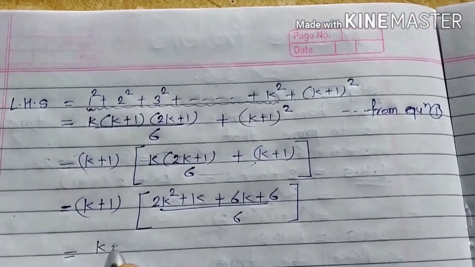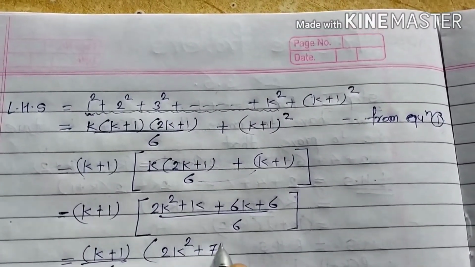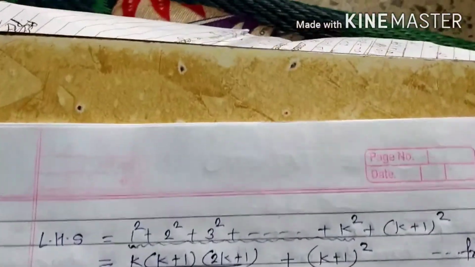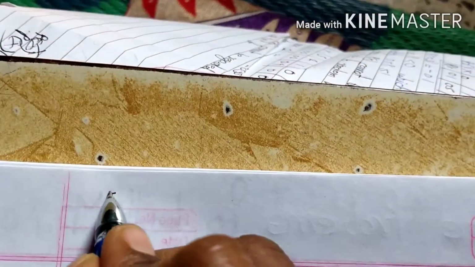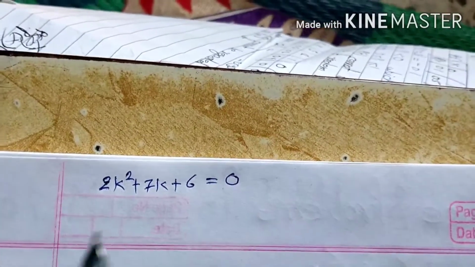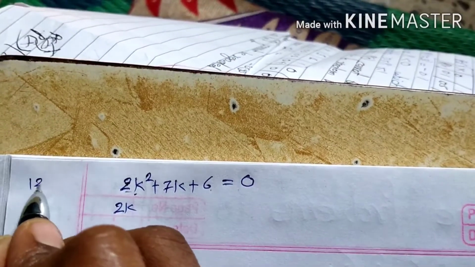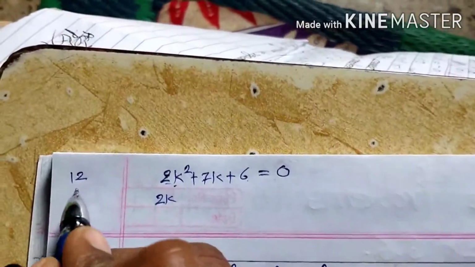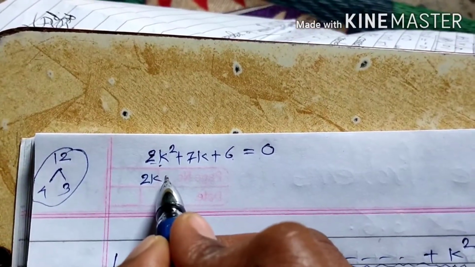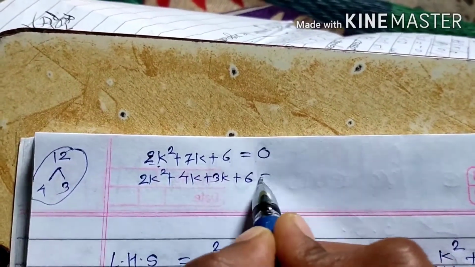So take this 6 common, k plus 1 upon 6. Now remaining 2k square plus 7k plus 6. So this is quadratic equation. Now solve this quadratic equation. So it is 2k square plus 7k plus 6, which is equal to 0, suppose. Then its factor: 2k square, 2 into 6 is 12. So multipliers are 4 into 3. So therefore 2k square plus 4k plus 3k plus 6, which is equal to 0.